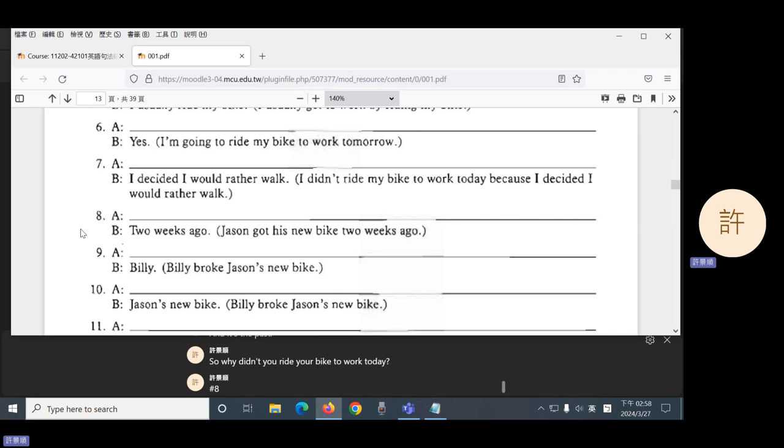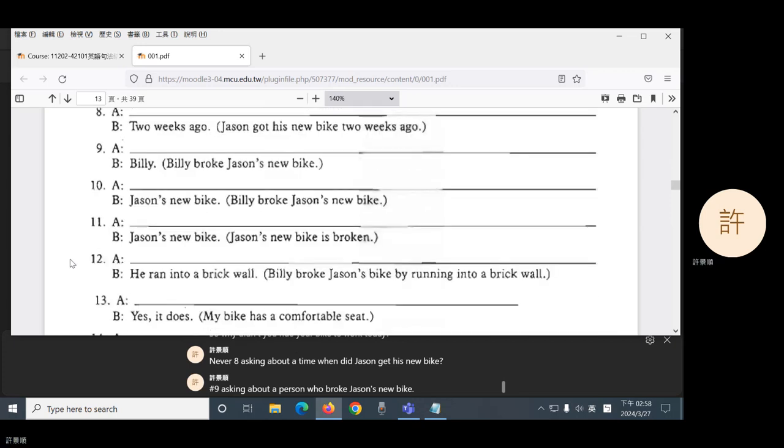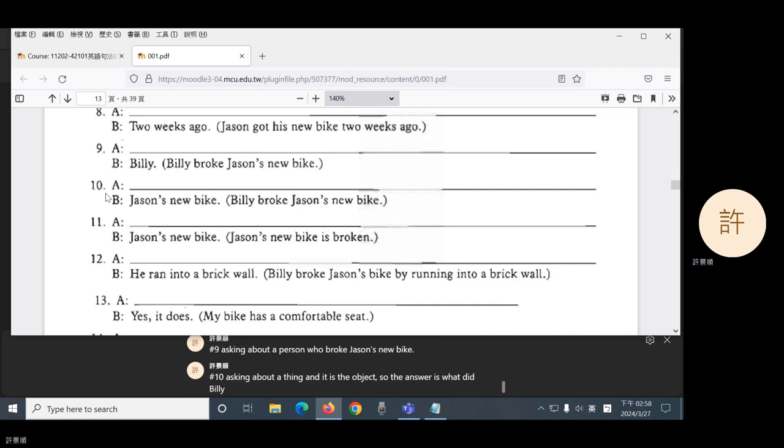Number 8, asking about a time. When did Jason get his new bike? Number 9, asking about a person. Who broke Jason's new bike? Number 10, asking about a thing. And it is the object. So the answer is, what did Billy break? Number 11, this is the subject. So what was broken?